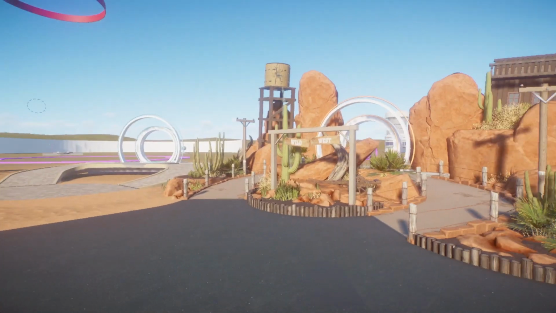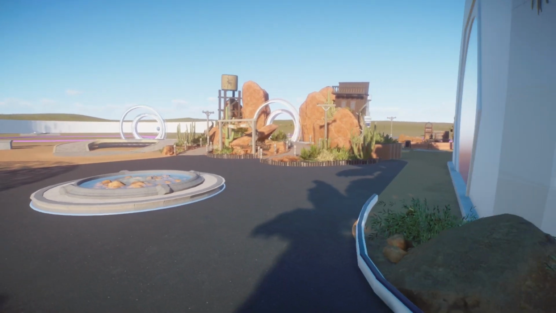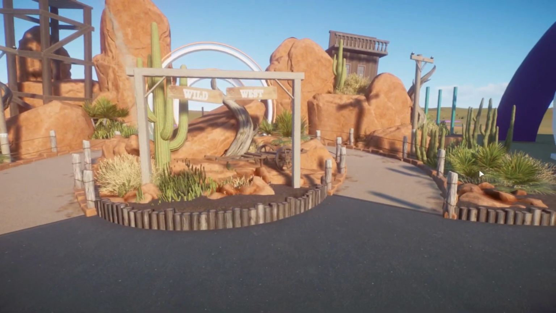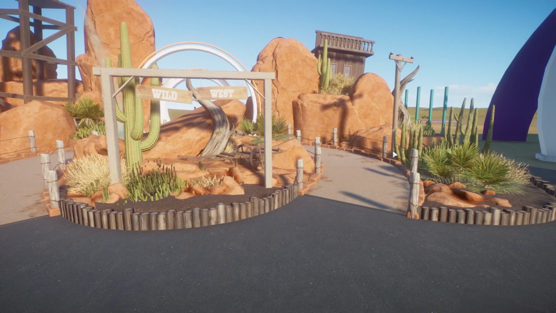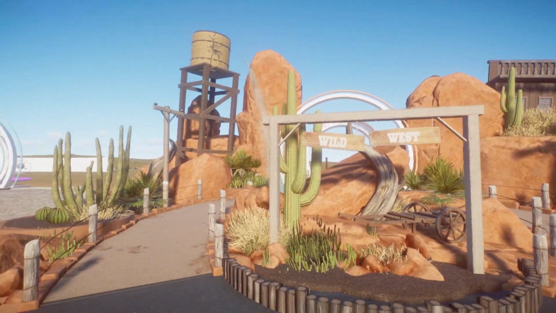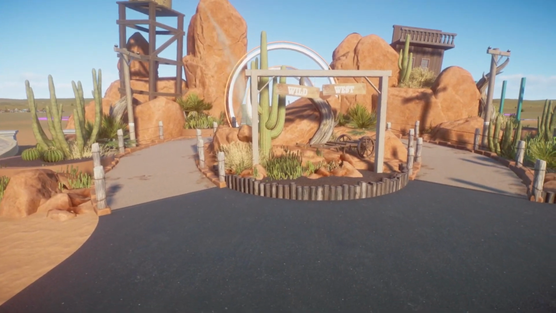So this would be entering into the Wild West world. And I just hope that we can make all these things flow together nicely, which will be a challenge. But I'm up for that challenge, obviously, because I came up with this idea.